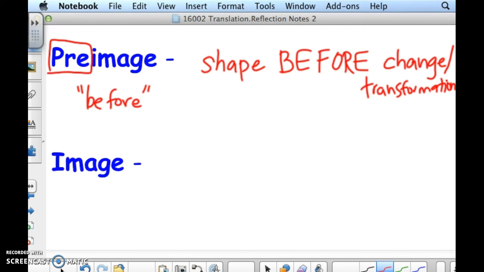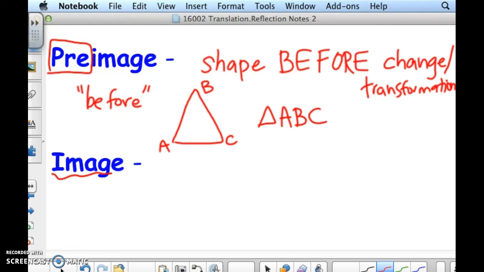So if I had a shape and say I created this triangle and I said A, B, C, this triangle would be named triangle A, B, C because it is my pre-image. And this will be a distinction between image. Okay, so my pre-image is simply labeled, points are labeled A, B, and C. This is before anything changes.